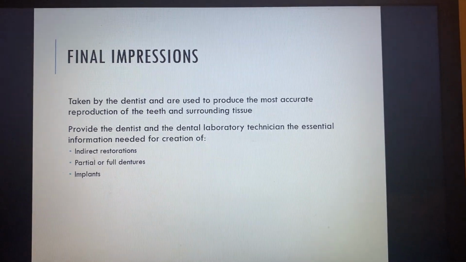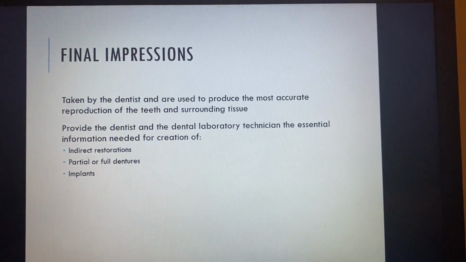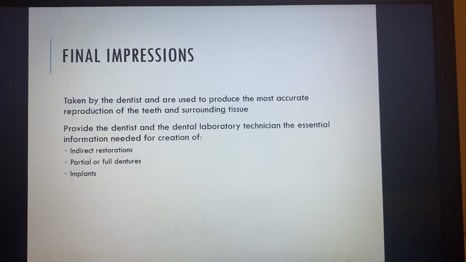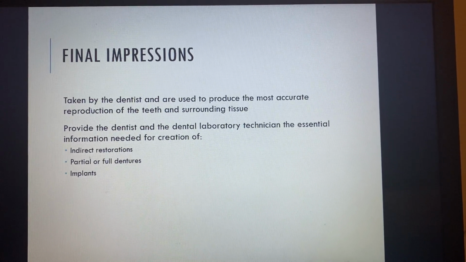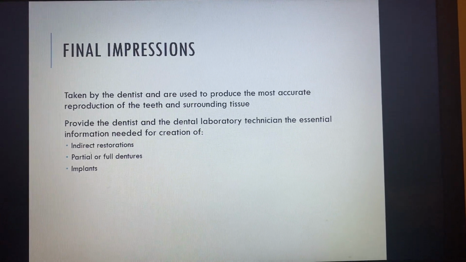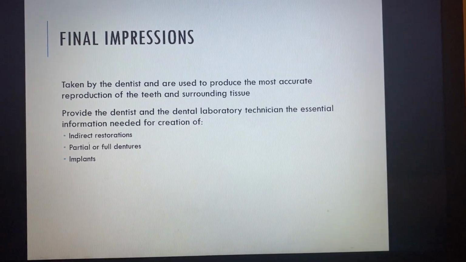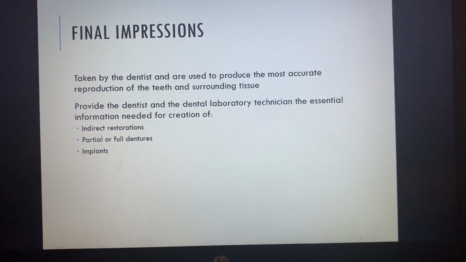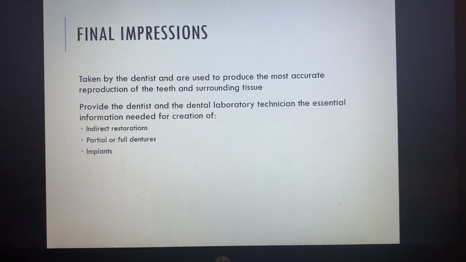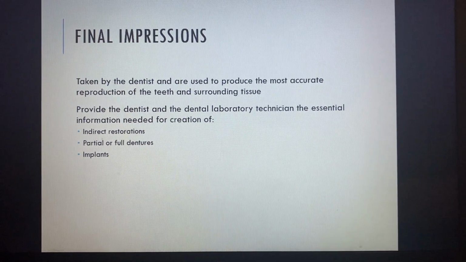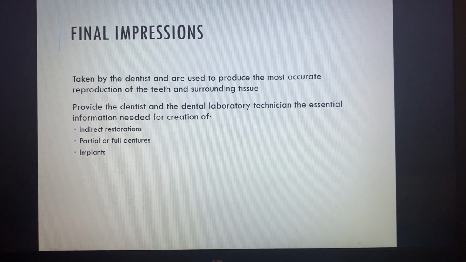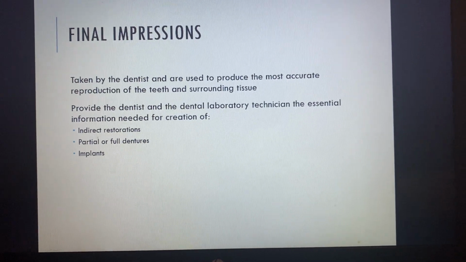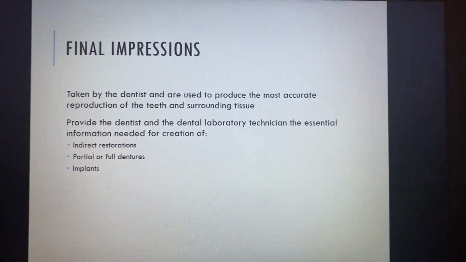Okay, so question number 3 is which impression gives the most accurate reproduction of the teeth, and you're going to put the final impression. All right. And then the final impression can be used for indirect restorations, which is like crowns and bridges. It can also be used for partials and full dentures, as well as implants. All right, next slide.